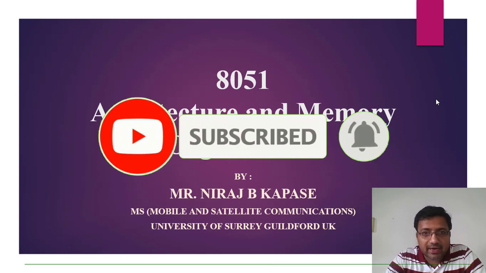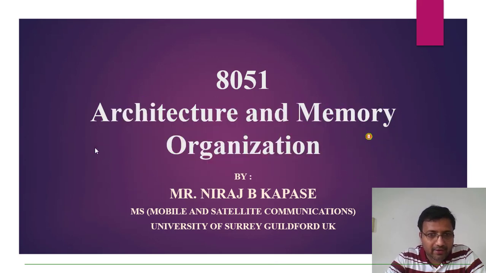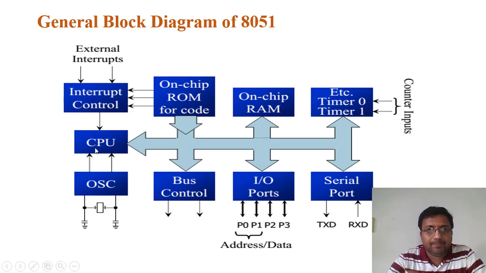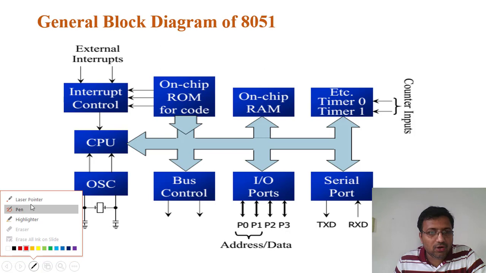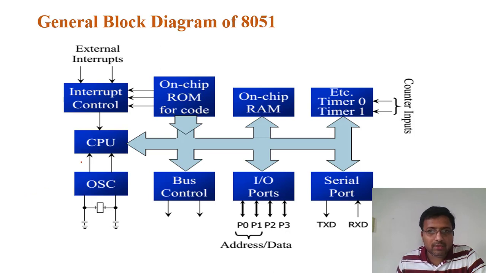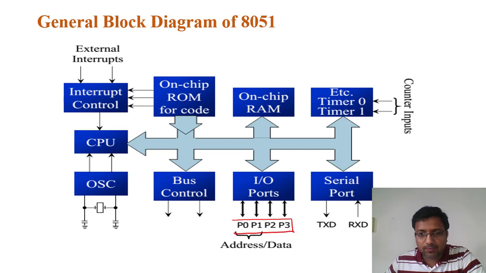The very first slide is an architecture slide. Here is a general block diagram, or architecture, of an 8051. What does it contain? If you look at this, it has 4 ports. Here are the 4 ports: port 0, port 1, port 2, port 3.